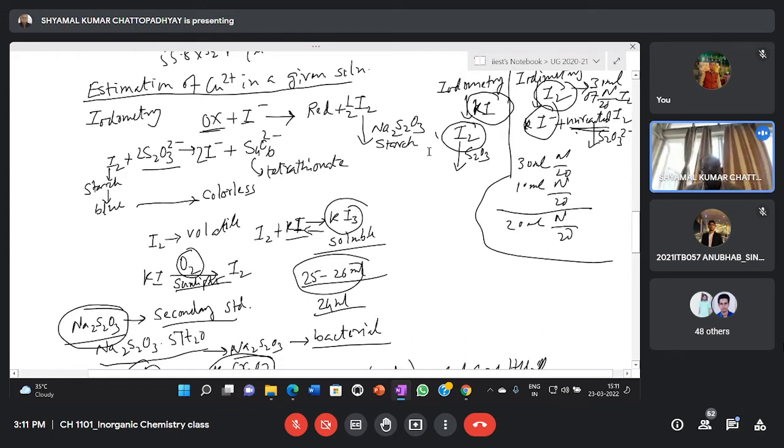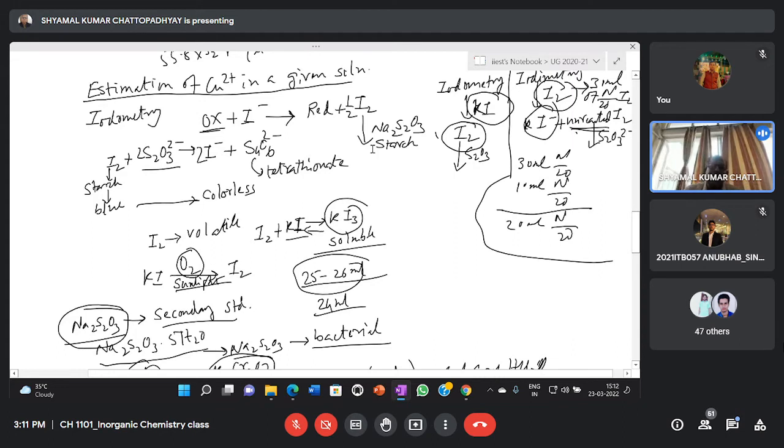And you know, starch with iodine, it gives a blue color, right? And at the end point, when all the iodine has vanished, that blue color will vanish and you will get a colorless solution. And so you can easily measure what is the amount of iodine that is produced, and from that you can calculate what was the amount of oxidizing agent that was there.